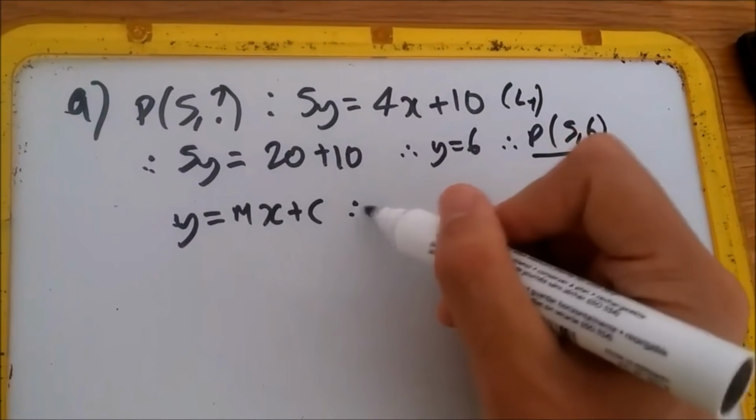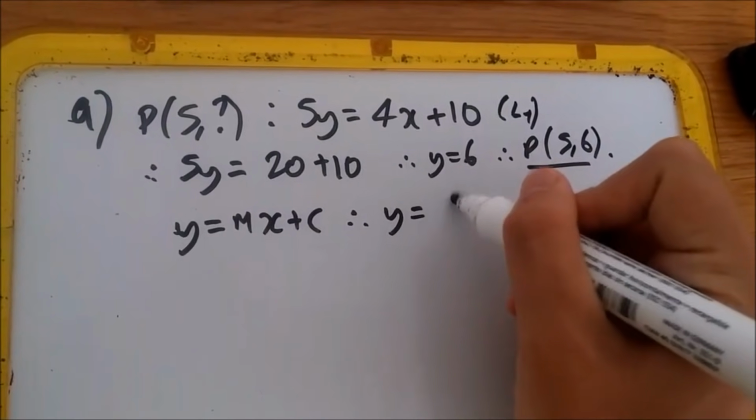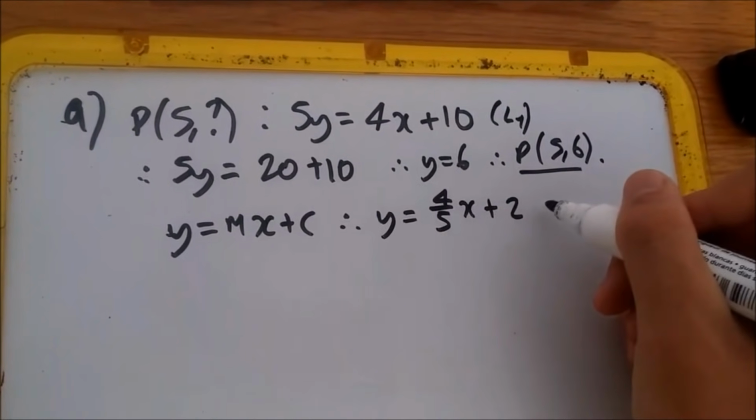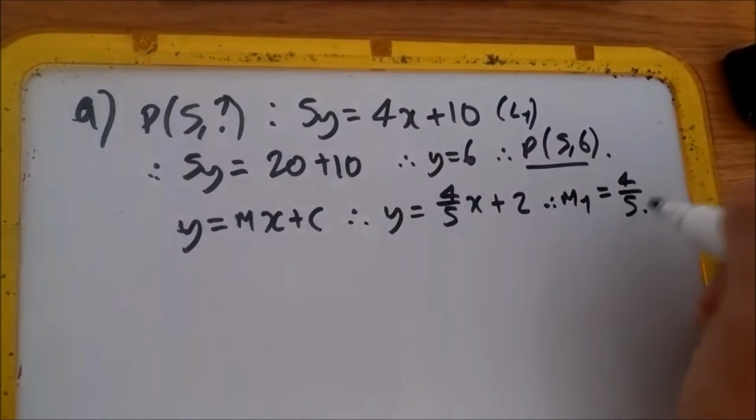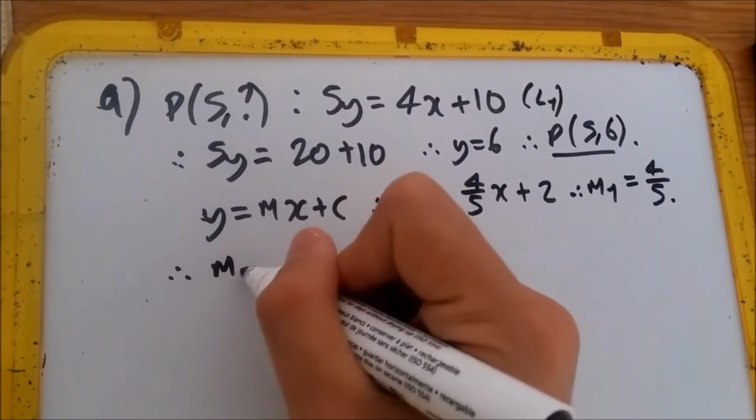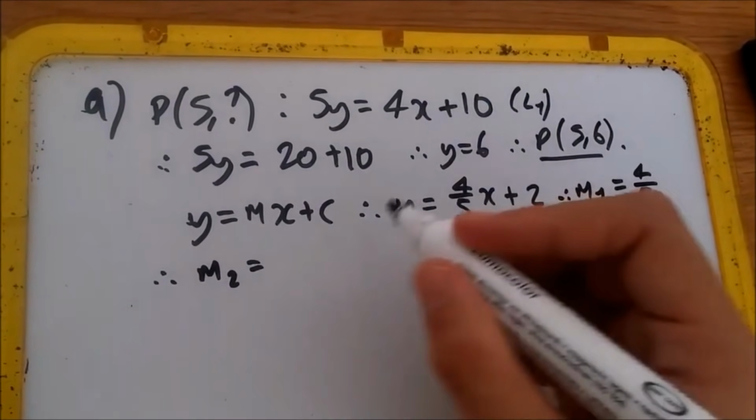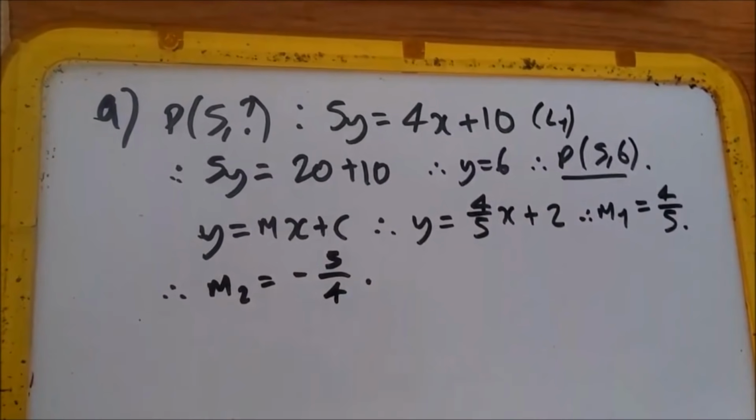Rearranging this equation, all you have to do is divide by 5. So we have y equals 4 over 5 x plus 2. Hence, the gradient of L1 is 4 over 5. And of course, since line L2 is perpendicular, M2 is just this multiplied by a negative sign and take the reciprocal. So you get minus 5 over 4.